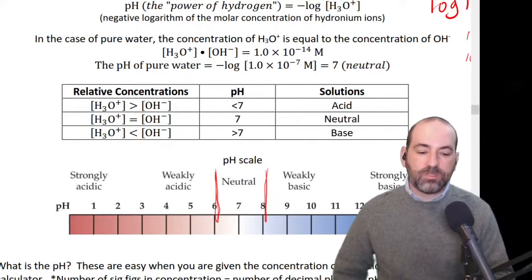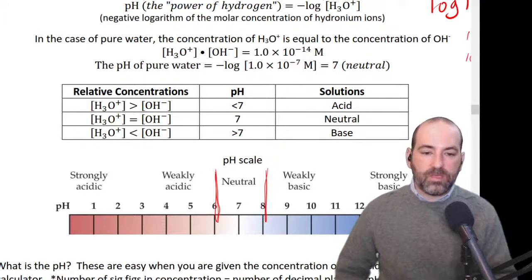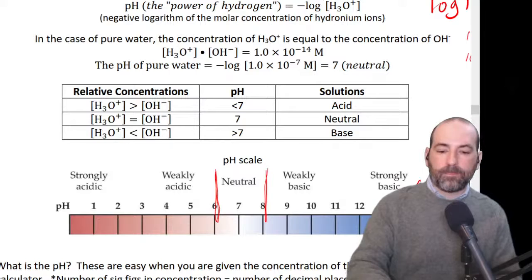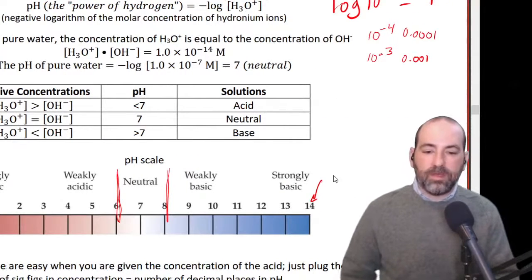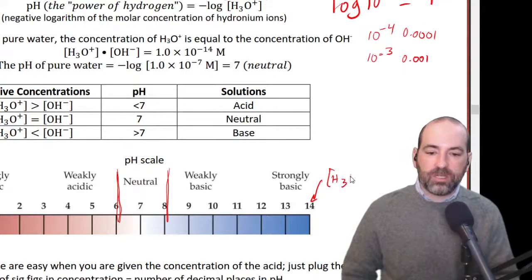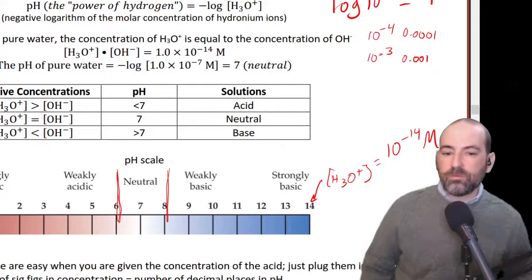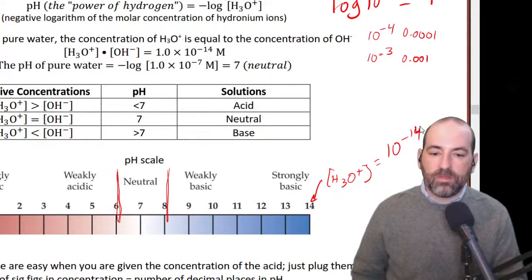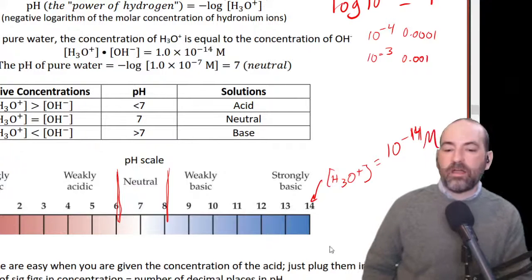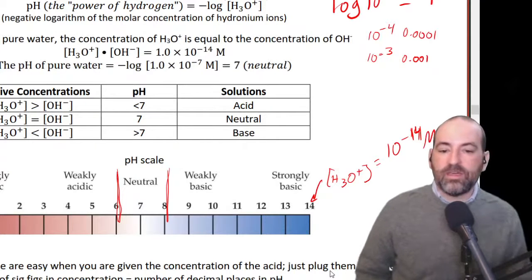So what do those high numbers mean? Well, let's say a pH is 14. That means the hydronium concentration is really small. It's 10 to the minus 14 molar. That's a really small number. So that means there's a much higher hydroxide concentration in that solution.